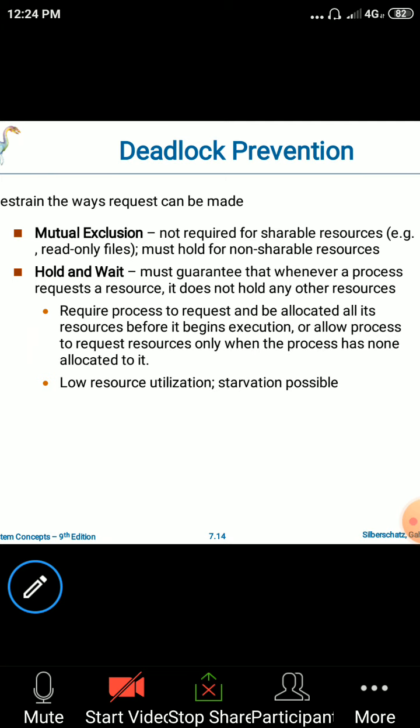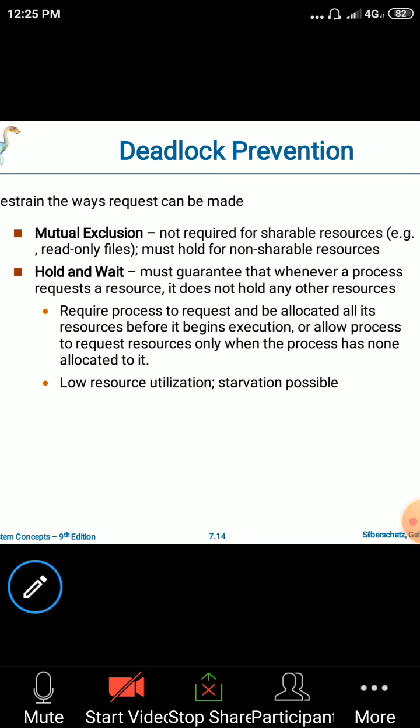Understood? So what is mutual exclusion? Mutual exclusion means keeping the resources in a non-shareable mode. But if we keep the resources in a shareable mode, meaning the resources can be shared among different processes, for example files, if we keep the file as a read-only file that can be shared among different processes, then we can avoid mutual exclusion.